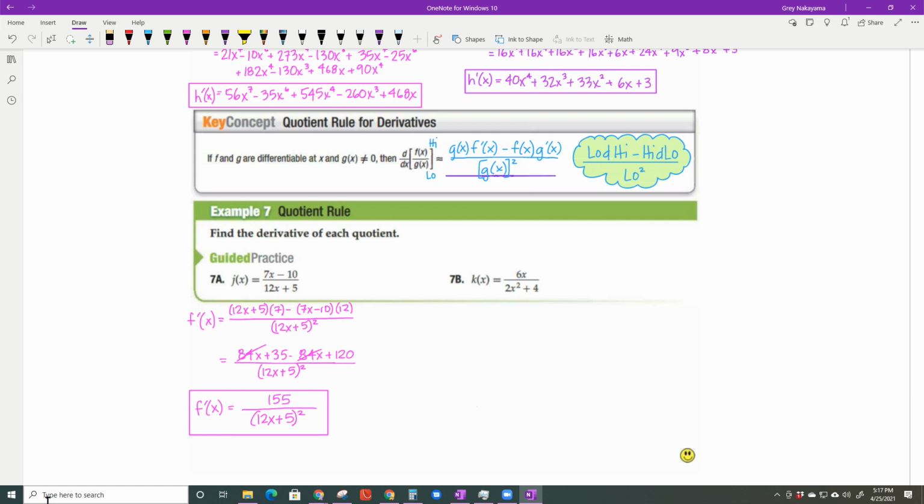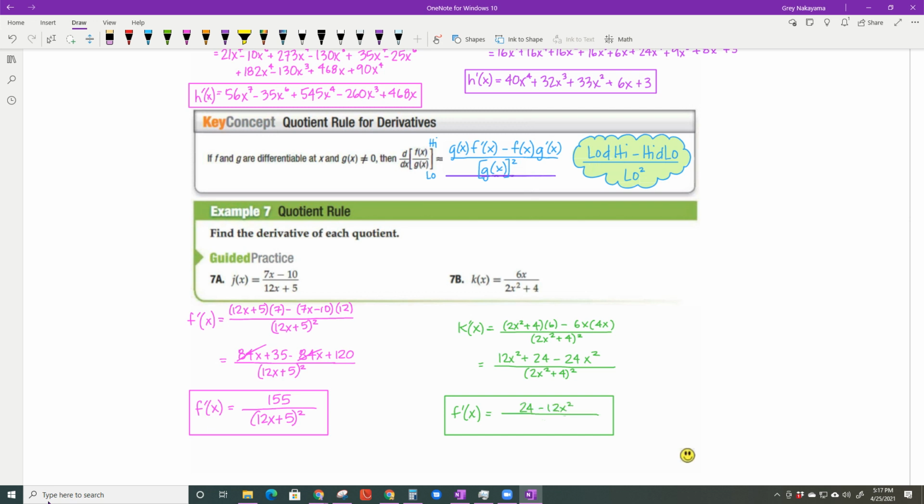All right, one more, last one, k of x. So k of x prime, it's a quotient, so I'm going to have a quotient. Low d high minus high d low, okay? And over low squared. Again, you have to multiply out that top. Do not multiply out the bottom. And when you simplify that, you will get 12x squared minus 24x squared is minus 12. So 24 minus 12x squared on the top, and 2x squared plus 4 quantity squared on the bottom.